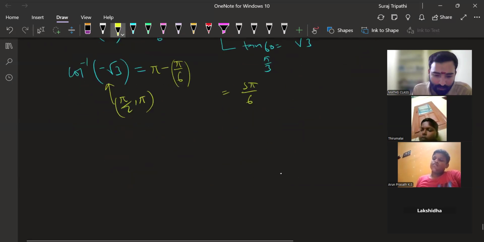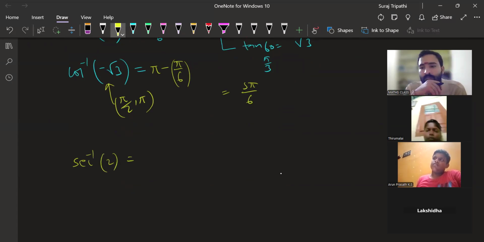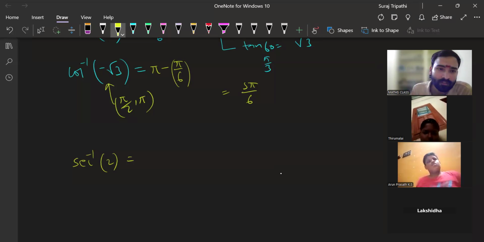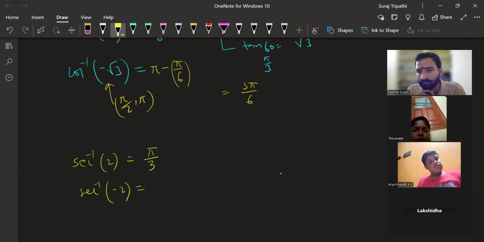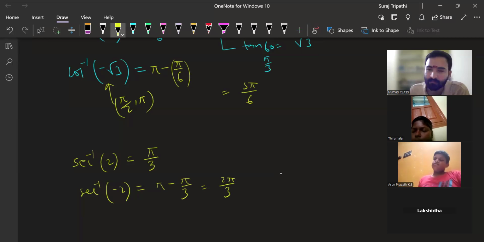Right? Now let's see sec inverse 2. What is the angle? Pi by 3. Now what is the angle for sec inverse minus 2? Pi minus pi by 3. After solving this, you will get 2 pi by 3, right?